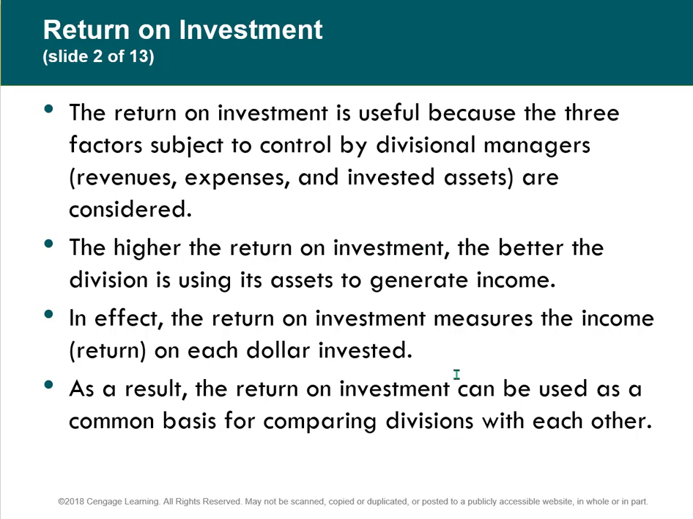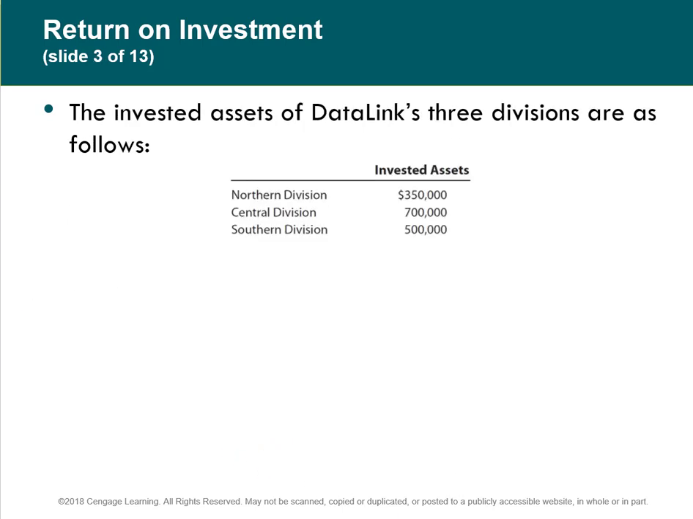Okay, so as a result, like if you had, let's say you had a small business yourself and you invested $10,000 on it, and after the first year you earned $2,000 on it. Okay, then you earned $2,000 divided by 10,000 or 20%. You earned 20% on your investment. Okay, so that's what the return on investment does. It measures the income or return on each dollar invested. So it's a good way to compare one division to another one.